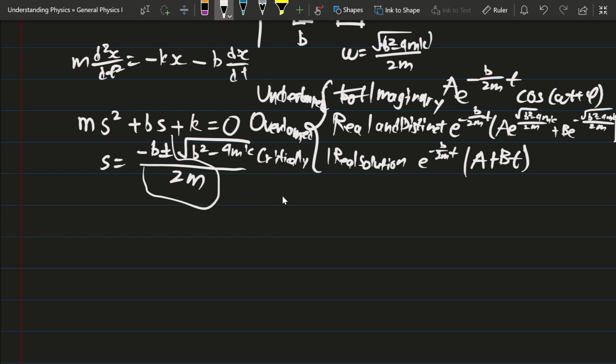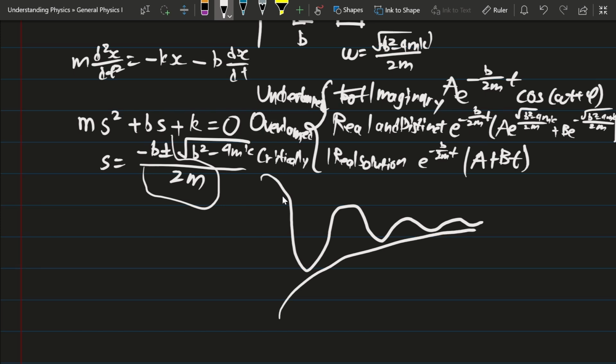If you look at this inside a graph, you would see that the underdamped goes oscillatory and then it dwindles down. An overdamped solution normally goes straight into equilibrium, while a critically damped solution will have an overshoot, but after that it will later settle on the equilibrium position. So those are the solutions.